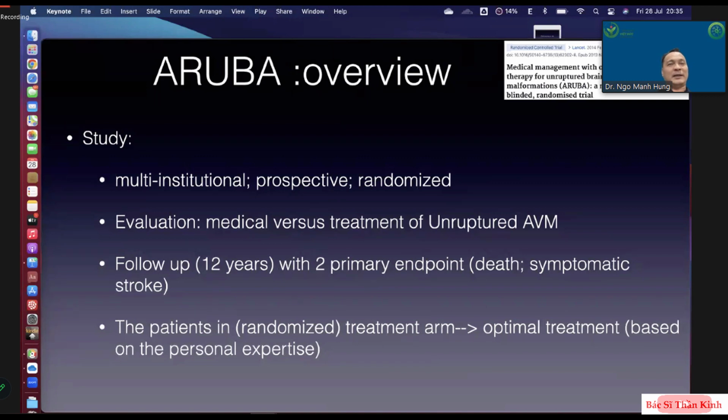In the first phase of ARUBA, they planned to follow up for 12 years with two primary endpoints: the rate of death and the rate of symptomatic stroke after follow-up of the brain AVM. Patients were randomized to the treatment arm and the medical arm. In the treatment group, the method of treatment was decided by personal expertise.